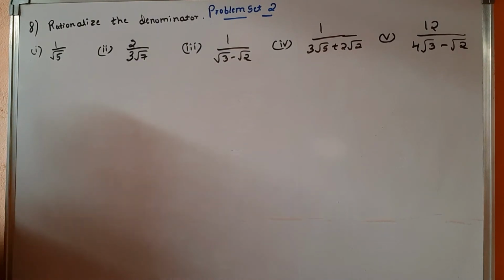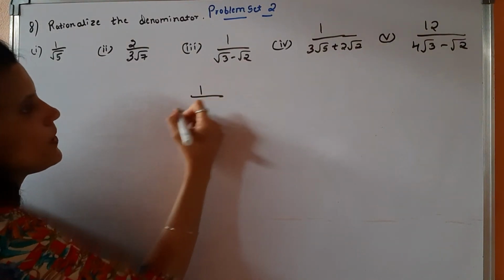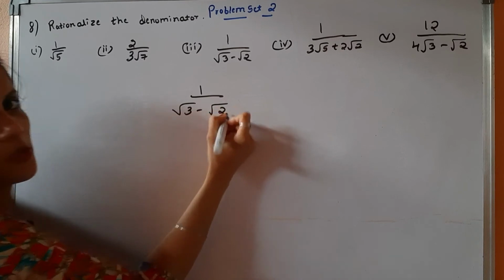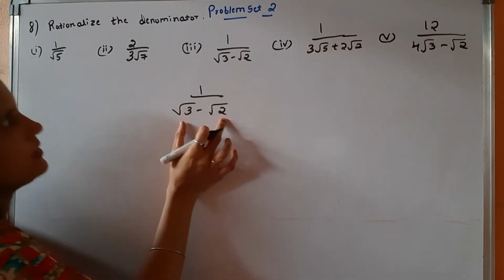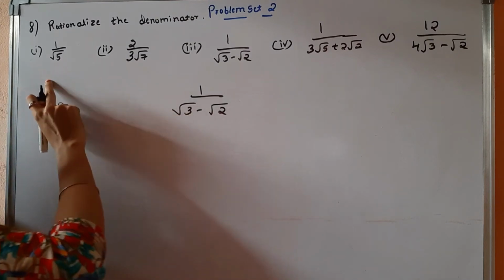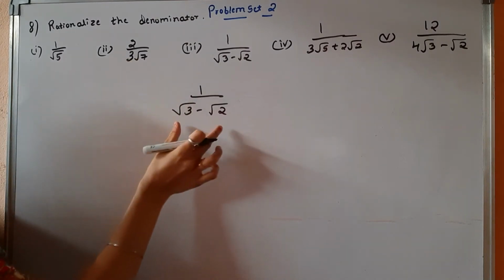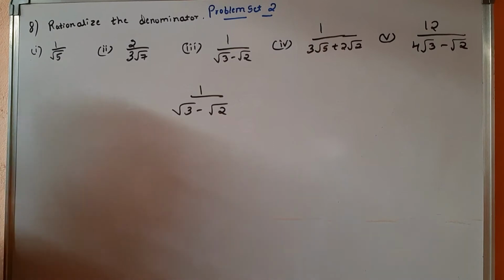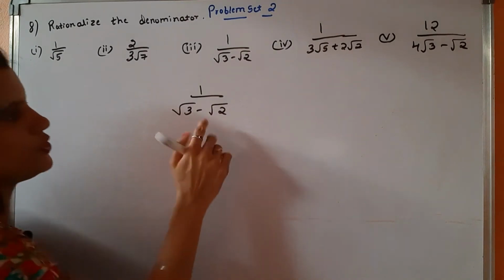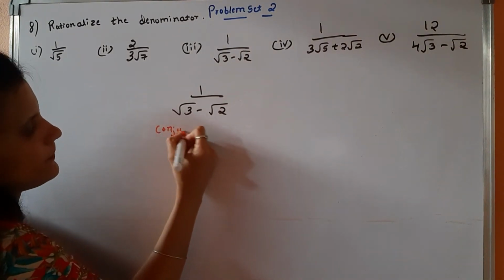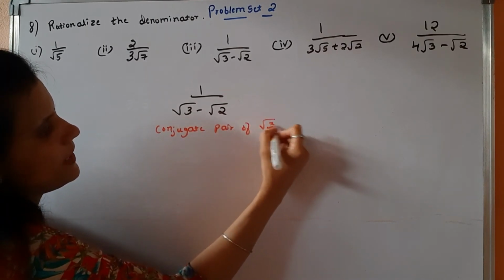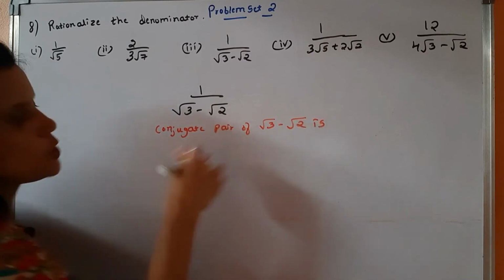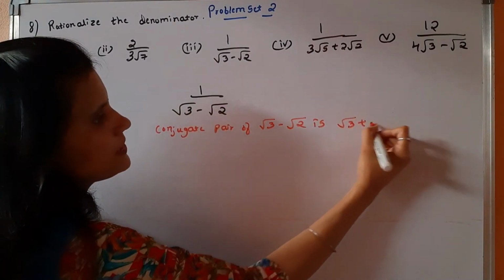The third sum, see here in the third sum 1 upon root 3 minus root 2. Here we have got two terms. In question number 1 and question number 2 it was only a single term. This one we know we should find out a conjugate pair. So one step extra, what we should write? Conjugate pair of root 3 minus root 2, what is its opposite? Root 3 plus root 2.